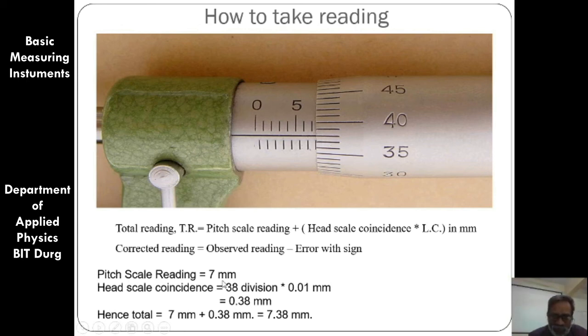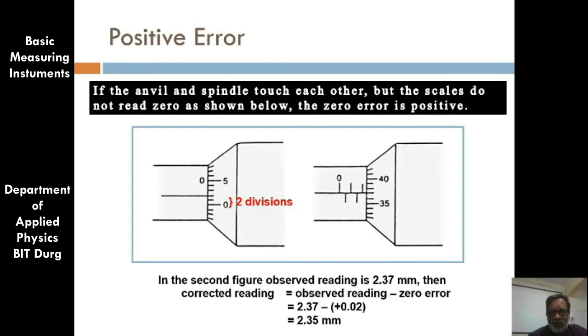So the pitch scale reading is 7 mm. Head scale reading is 38 divisions multiplied by the least count, that is equal to 0.01 mm. So the reading of the circular scale becomes 0.38. So the total reading of the screw gauge becomes 7 mm plus 0.38 mm, that is equal to 7.38 mm. So this is how we get the reading of a screw gauge.